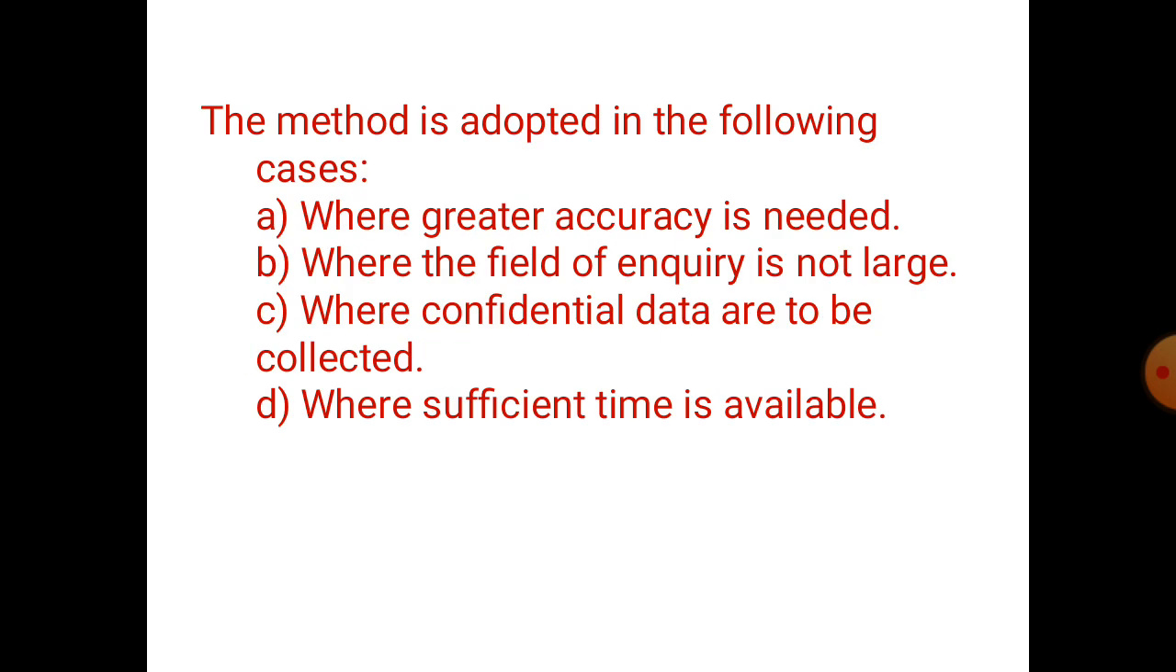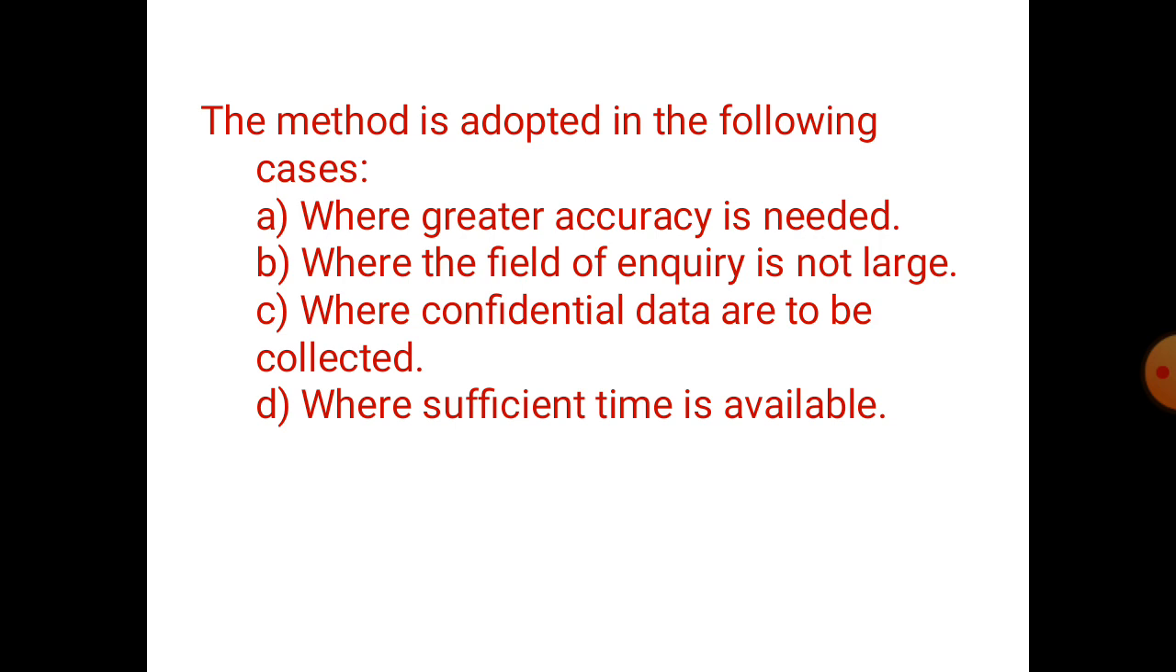Now we will see the suitability of direct personal observation method. That means where we can adopt this method. The method is adopted in the following cases. First one is where greater accuracy is needed. While conducting the statistical enquiry, if you need a true or accurate information, then you can opt for this method, because investigator himself is going to collect the information from the informants. He directly observes the units of population and he collects the information. So whatever information is collected will be more accurate.